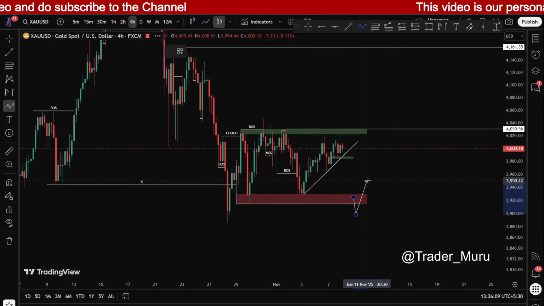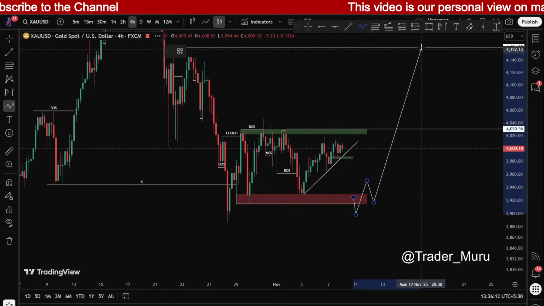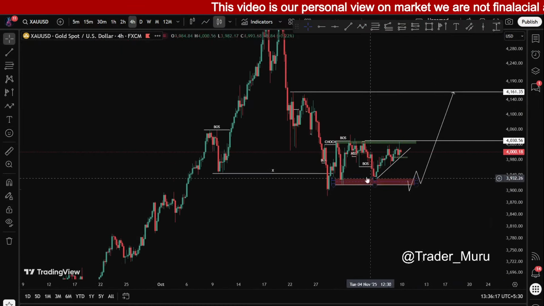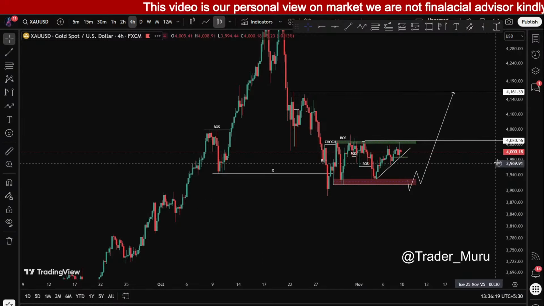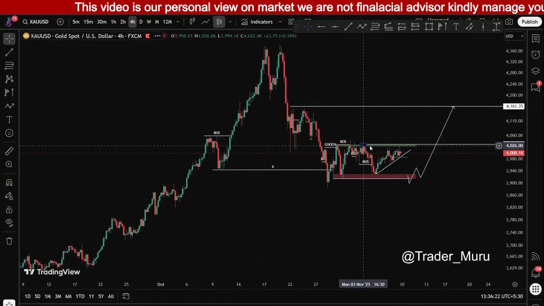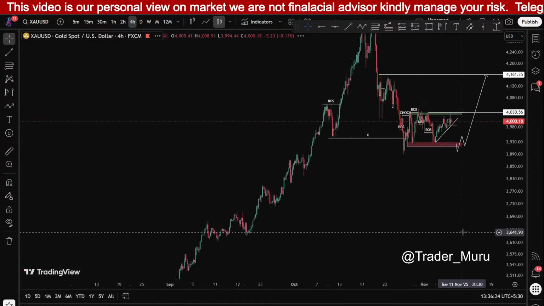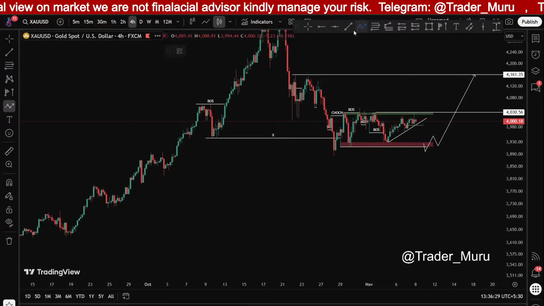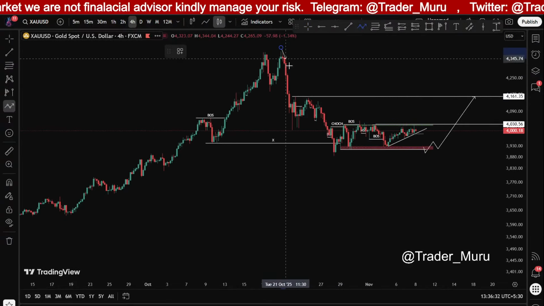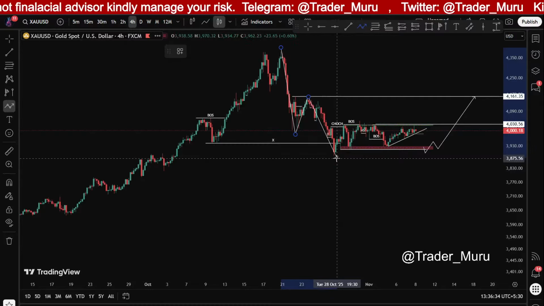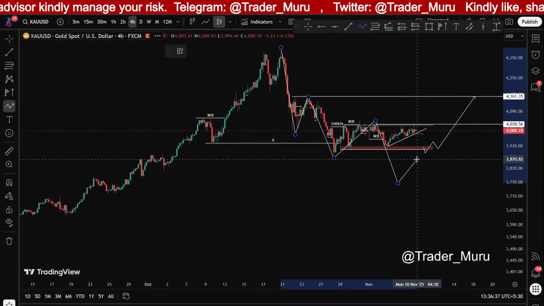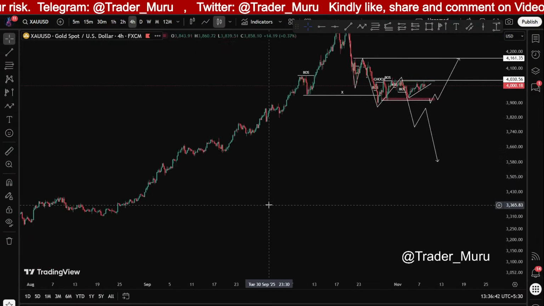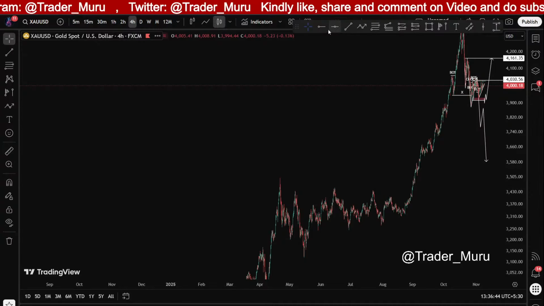If we have a sweep of this and reclaim, then you can grab massive pips. But before that, there is no clear direction. You just keep scalping it from here and here. And if this low gets broken, it will be a massive drop. Then price will follow this structure, and our target will be this high.